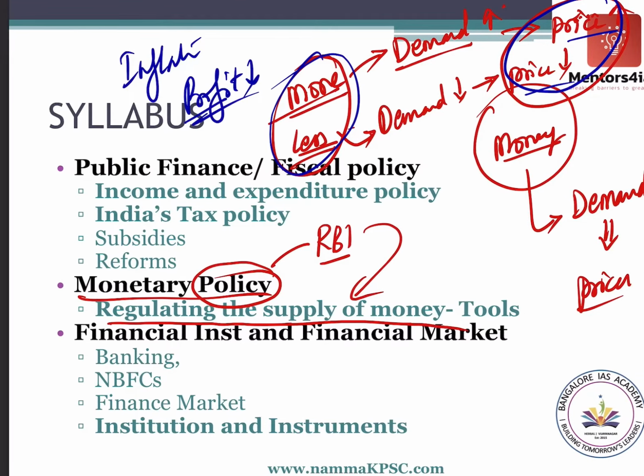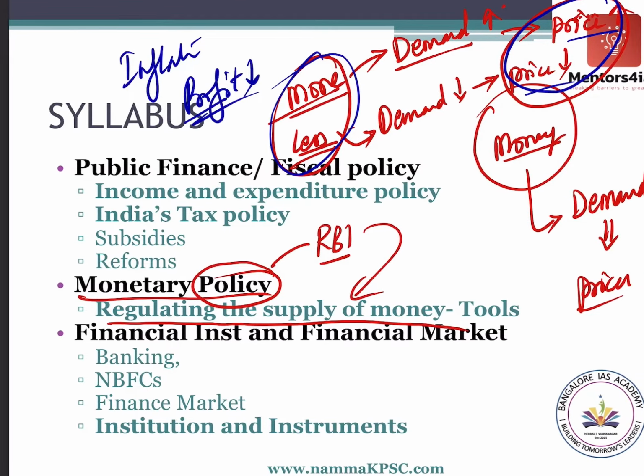We classify these tools into qualitative tools and quantitative tools. This is what we will be discussing in the chapter. When the chapter comes, I will try to explain to you in much more detail. So using these tools, RBI will regulate the supply of money in the economy, to control the prices in the economy.